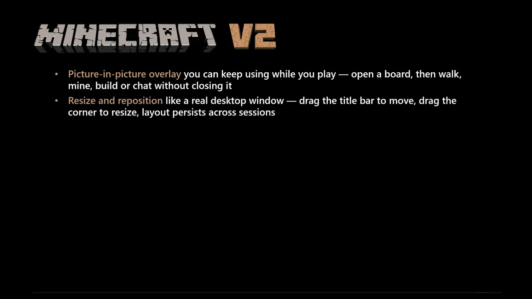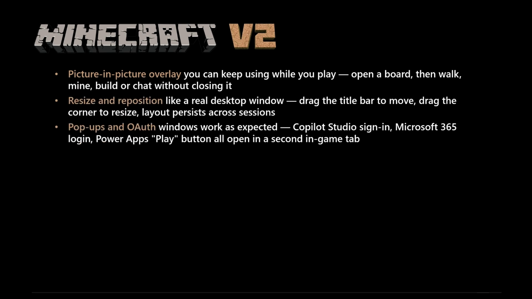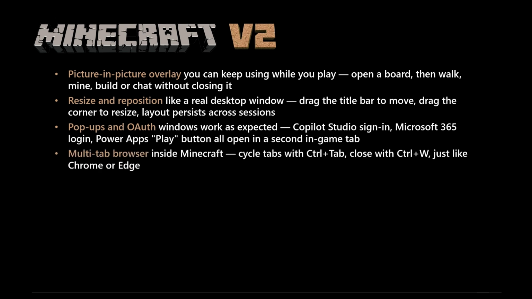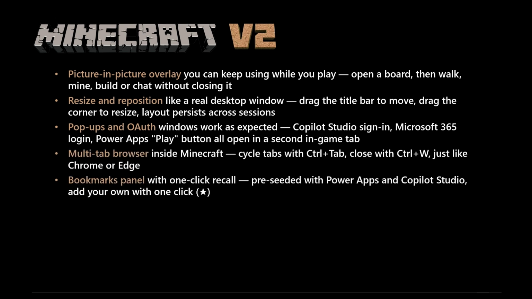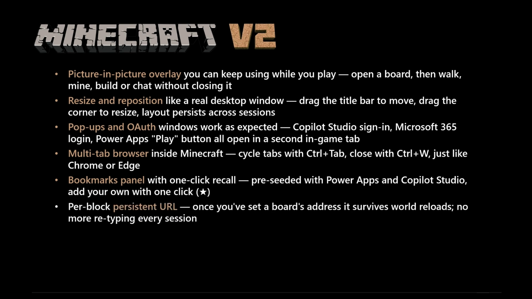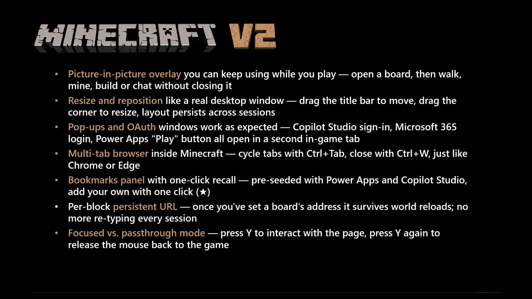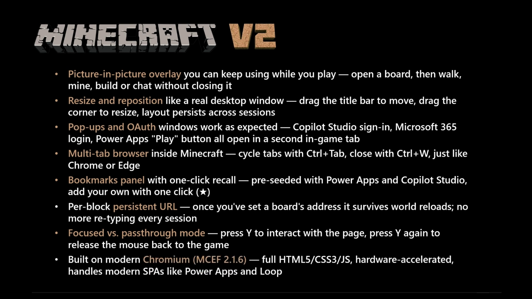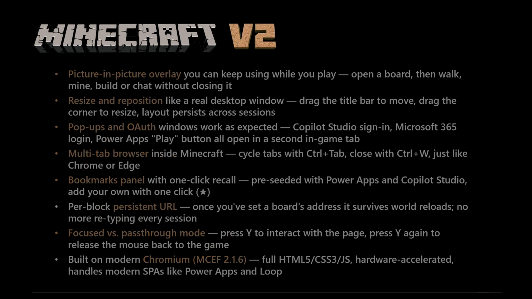So, what did we create? Here, first, an overview. We have a picture in picture overlay. We allow you to resize and reposition things. We have pop ups and OAuth. We have multi tab browsers. You have a bookmarks panel that allows you to save your websites. You have persistent URLs that do not get lost when you shut down the experience. And then we have a focused and pass through mode. And finally, it's based on the Chromium latest version.